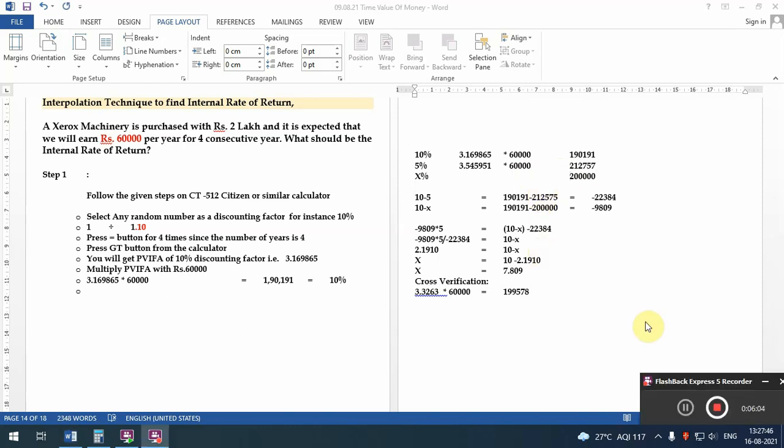I would say that at x%, if I take x% as a discounting factor, derive the PVIFA and multiply it with 60,000, then the value will be 2 lakh. But this x% is not known to me. So what I can simply do is take the gap between these two, 10% minus 5%. Now 10 minus 5, obviously it will be 5. And then I will take the difference between these two.